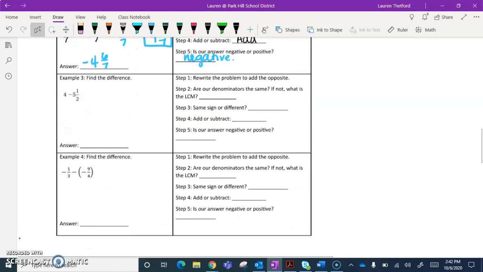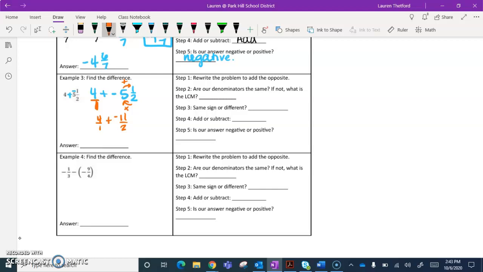All right, example 3. Write the problem as add the opposite. So we have 4 plus, so we have to do add the opposite, so plus -5 and 1/2. Do they have the same denominators? If not, what's the LCM? Whenever we have a whole number, our denominator's over 1. So now we need to do 2 times 5 plus 1, so that's 10, 11. So we have 11 over 2, that's negative, plus 4 over 1.